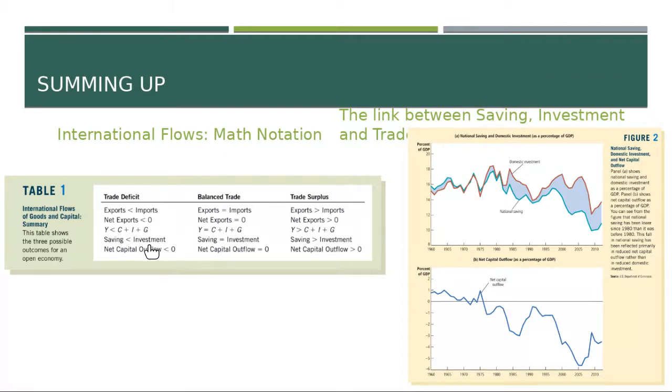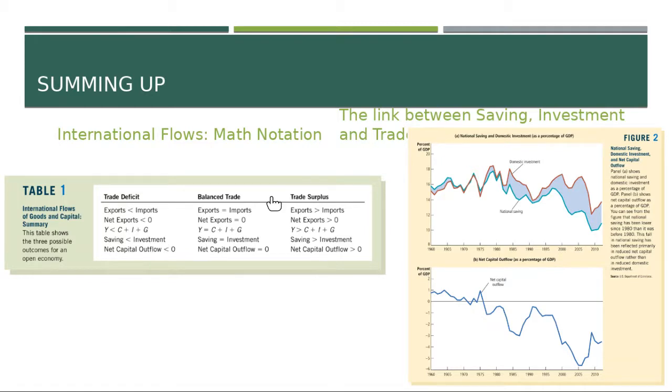Now you might be going, wait, why is this the case? Well, if net exports is less than zero, and GDP equals C plus I plus G plus NX, then NX, which is negative, means Y has to be lower than just domestic spending. Note that in this example, saving is less than investment and net capital outflow is less than zero.